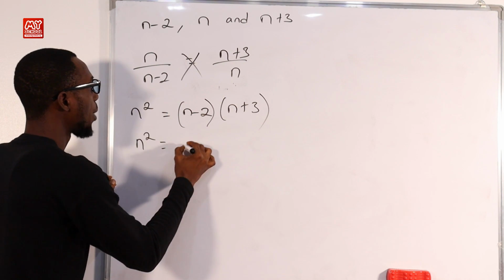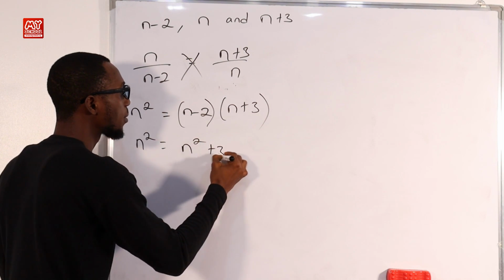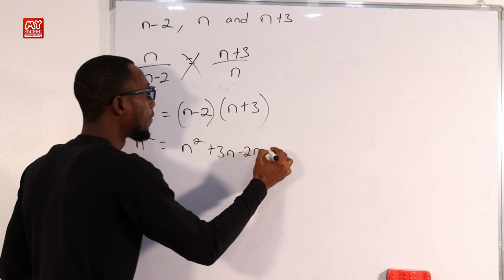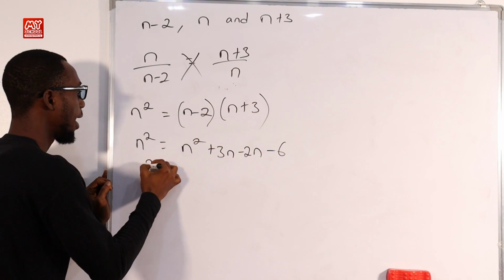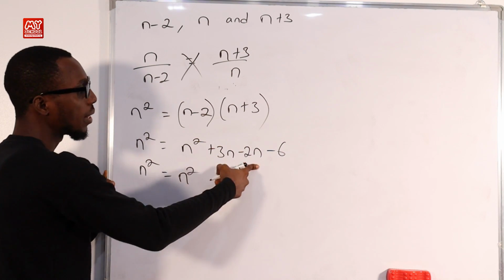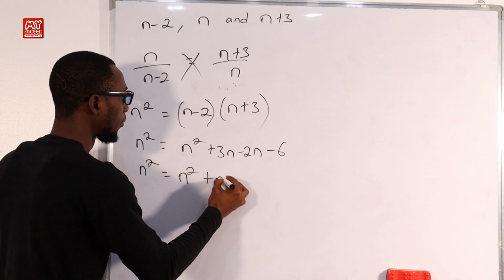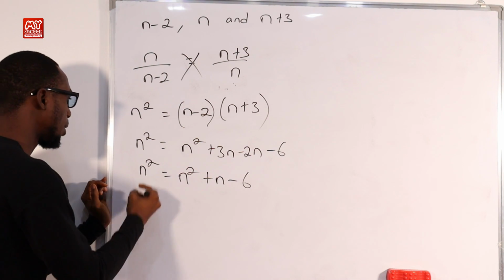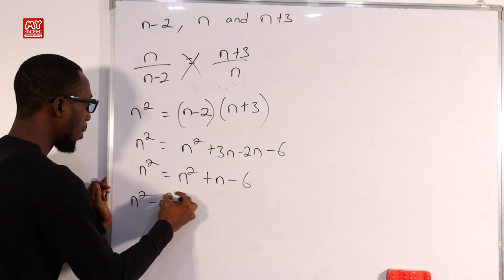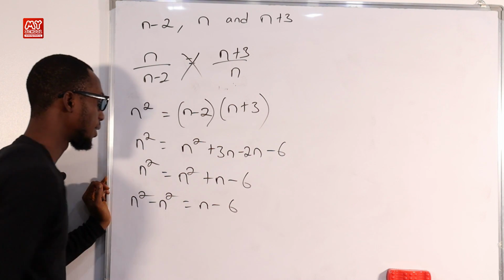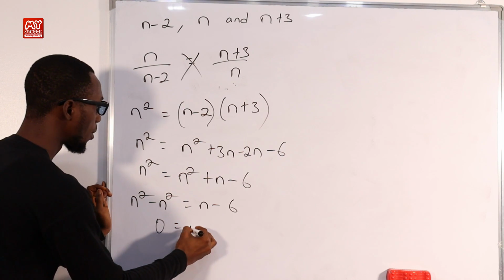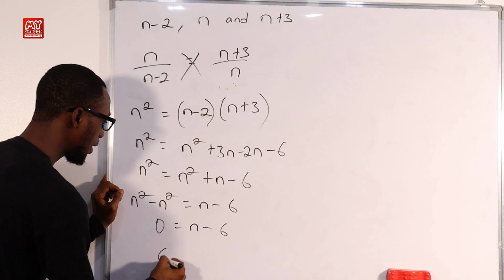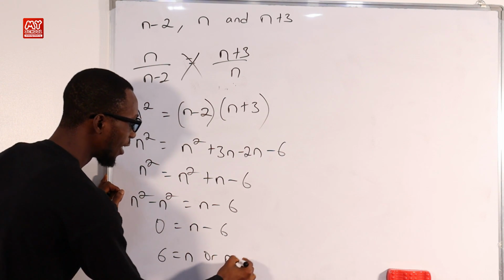We have n times n, n squared, n times plus 3 is plus 3n, minus 2 times n is minus 2n, minus 2 times plus 3 is minus 6. So we have n squared equals n squared plus 3 minus 2, that is plus n, minus 6. Collecting like terms, n squared minus n squared, that is 0, equals n minus 6. Sending this 6 across, we have 6 equals n, or n equals 6.